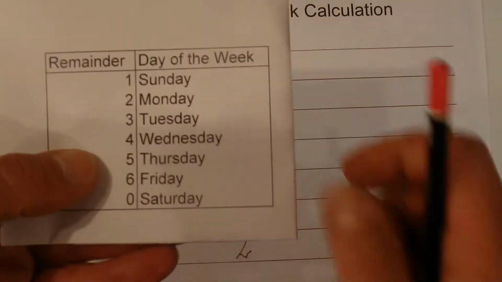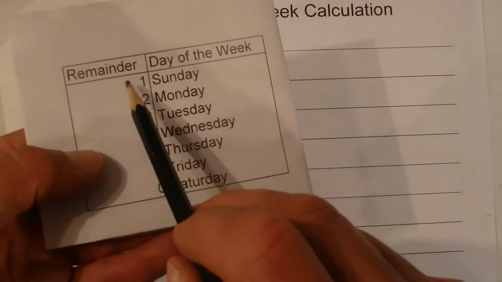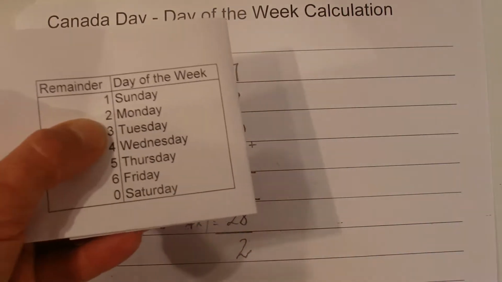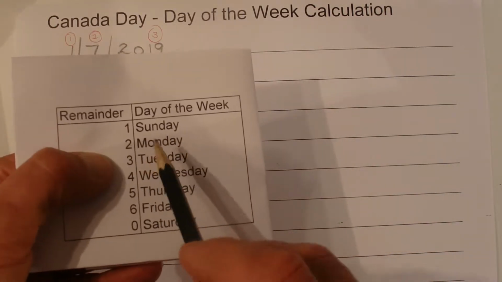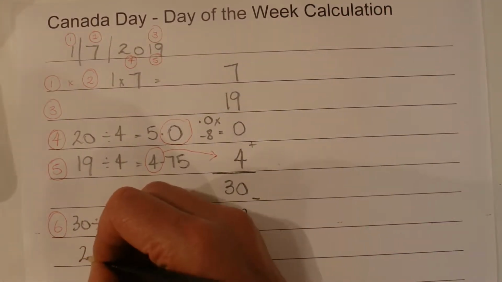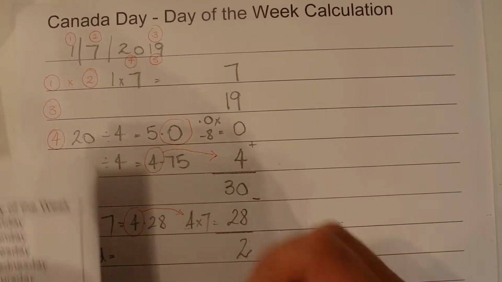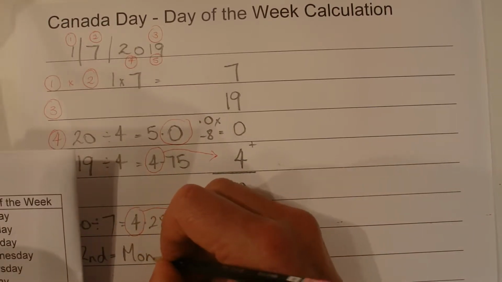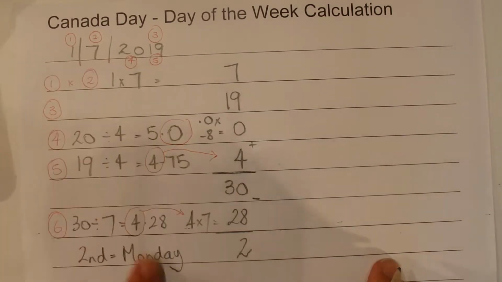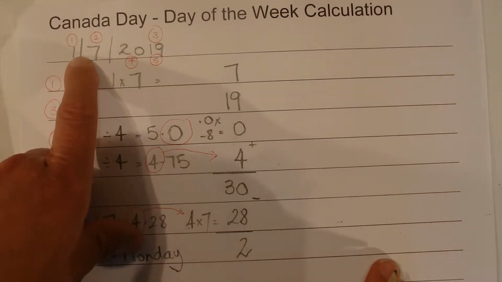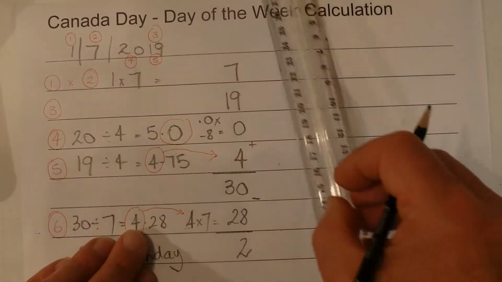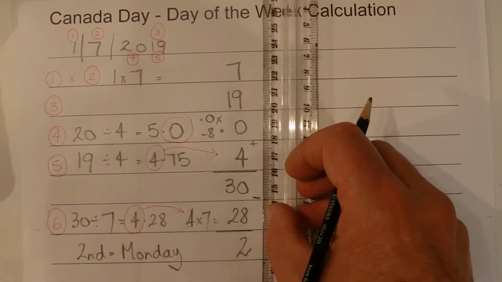Then we just go to our trusty table, and if that number was 1, it would be Sunday, but the number is actually 2, and that relates to Monday on this table. So the second day of the week is Monday, and therefore Canada Day on the 1st of July 2019 will fall on a Monday.